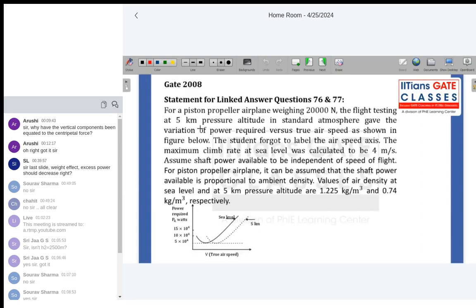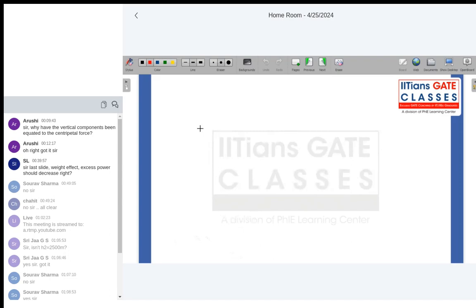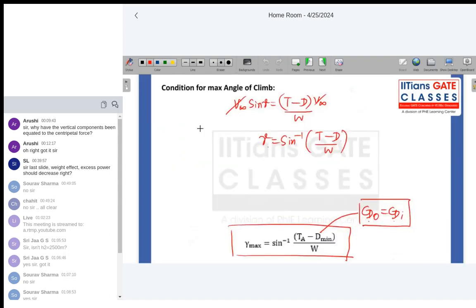GATE 2008. It's a linked question. Statement for the linked answer question. Linked question one. You have clarified one of the misconceptions about the climb. During the climb, the thrust required will be equal to drag plus weight component, right? Yes. That part is explained now.